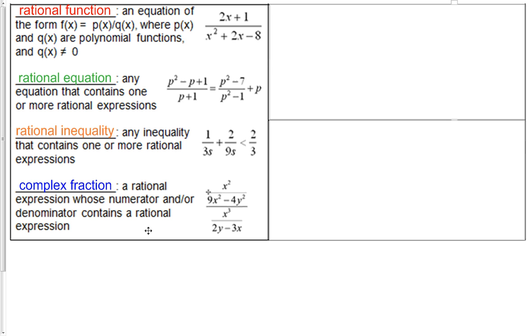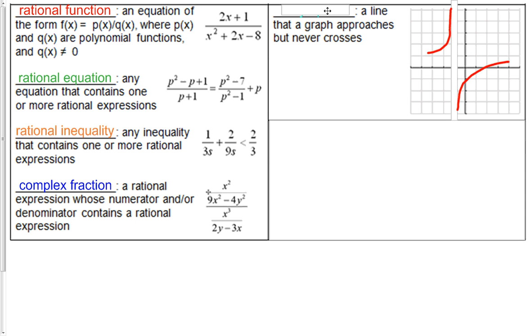Finally, a complex fraction is when you take a couple rational functions and you divide them by each other. So in the numerator of this fraction here, we have a rational function. In the denominator, a rational function. That forms a complex fraction.